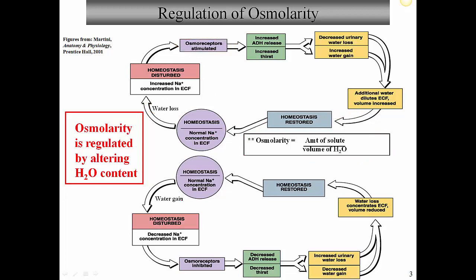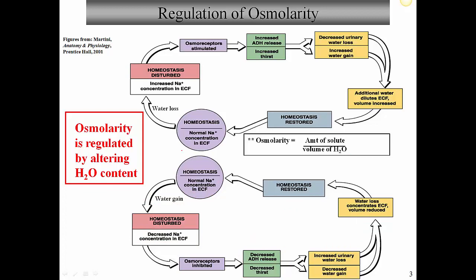Now we can also have, of course, the opposite situation where we have a water gain. Here, if we go back to this formula, remember, if we increase the denominator, we essentially decrease the osmolarity. Because we're increasing the water content, we're decreasing the concentration of salts in the extracellular fluid. That's going to inhibit osmoreceptors, and that's going to cause a decrease in ADH release and also decreased thirst. We certainly don't need to take in more water when we have water gain, nor do we need to secrete ADH to conserve body water because we have plenty of it. And when these things are inhibited, the body increases its water loss, and that results in a restoration of homeostasis, bringing the concentration of salts and solutes back into the normal range in terms of osmolarity.